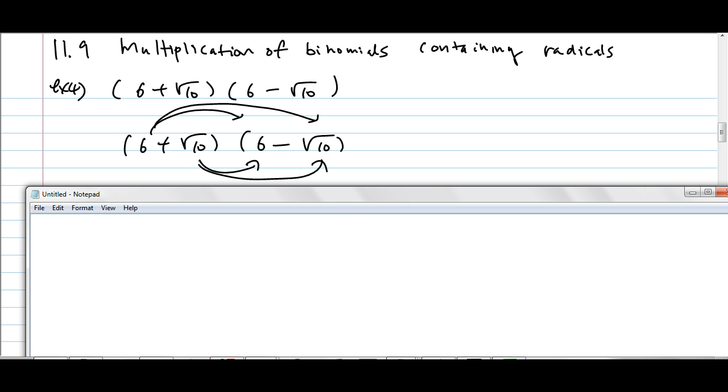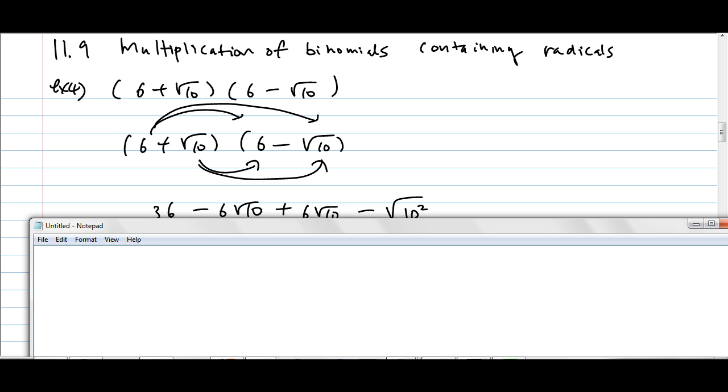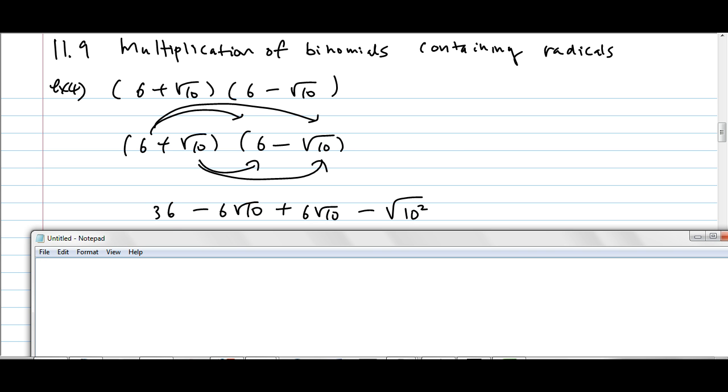6 times 6 is 36. What is 6 times negative rad 10? Negative 6 rad 10. You don't multiply 6 times the radicand, do you? It's just 6 times rad 10, just 6 rad 10, right? And then rad 10 times 6, isn't that 6 rad 10 again? This time it's positive. Then rad 10 times rad 10, what's rad 10 times rad 10?